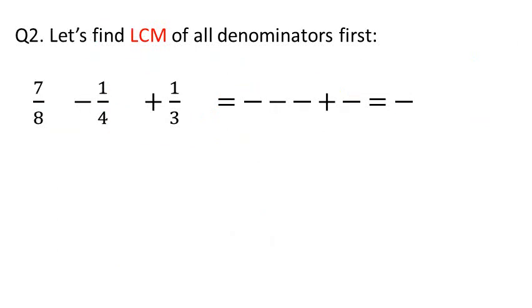Let's move to the next question. 7 over 8 minus 1 over 4 plus 1 over 3. Consider finding the lowest common multiple of 3, 4, and 8 first.